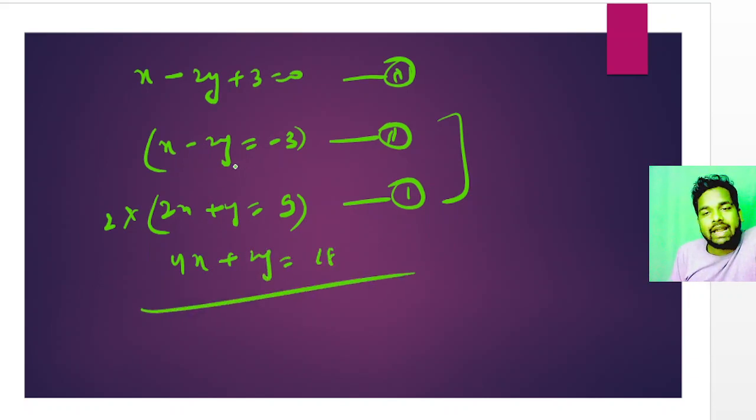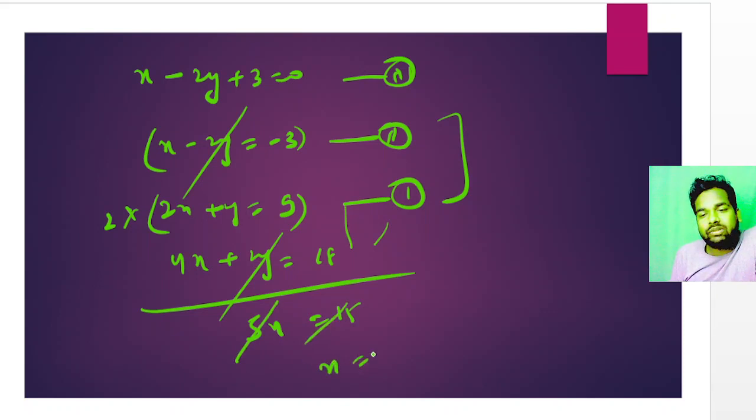Now you add this to equation number 2: minus 2y and plus 2y cancel, 4x plus x gives 5x, and minus 3 plus 18 gives 15. So x is going to come as 3.